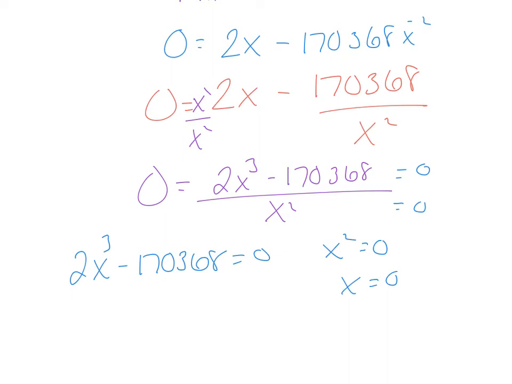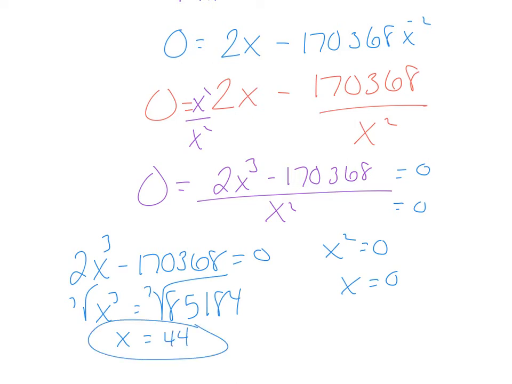So here I just get x equals 0. Again, I'm going to cheat with my calculator here. Divide that by 2 gets me 85,184. And I'll take the cubed root of that. And I get x equals, so cubed root each side, 44. Now again, make sure you answer the question. Clearly I'm going to reject 0 because I wouldn't have a side if I left 0.